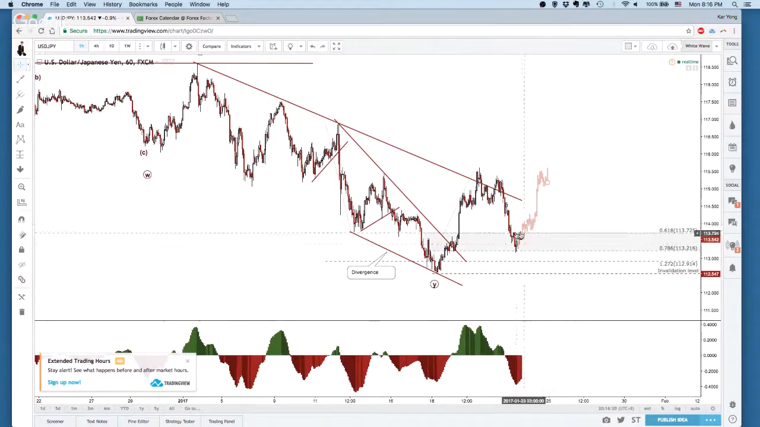Right now, price is within the zone of 61.8 to 78.6 Fibonacci. Okay, it's a potential reversal area if it's going to turn back up. Okay, but right now it's still not showing signs that it's going to go back higher.